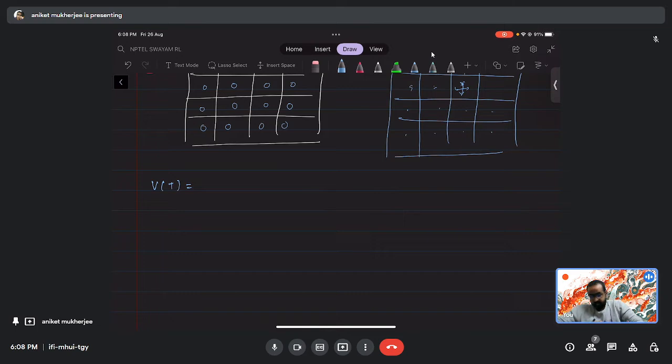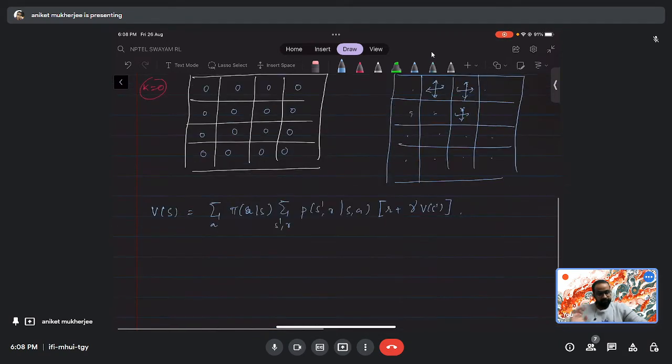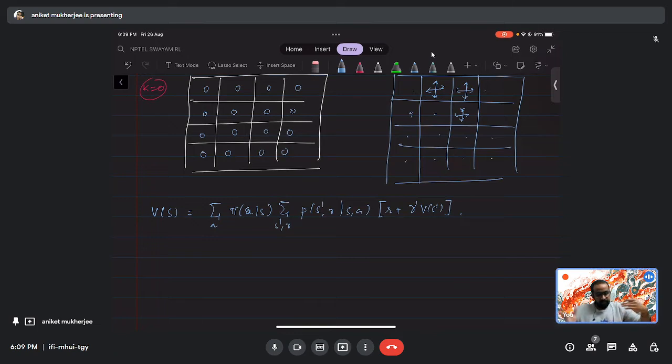So you know the V of S form. Let me write down the V of S form first. V of S is the summation over all actions of pi given S, times the summation of all reward. This is clear to you, right? And gamma, I'm taking it to be 1. Let it be undiscounted. There is no discounting here. Simple problem, so that you understand what we are actually doing.